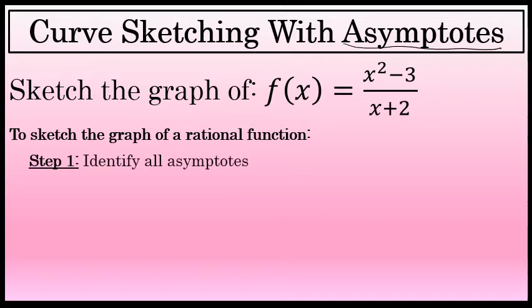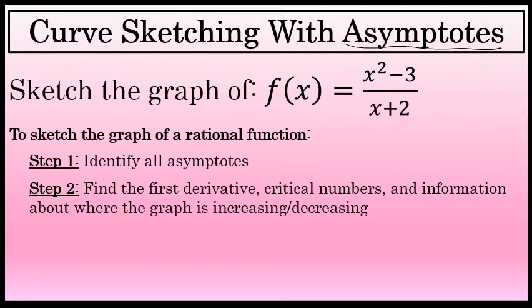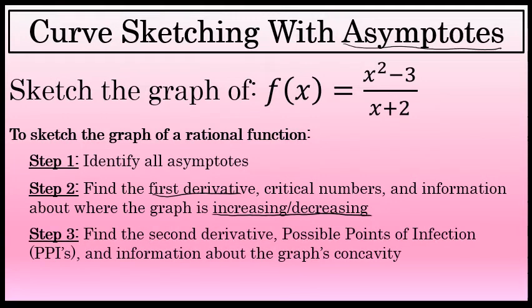That comes first. After identifying the asymptotes, you'll find the first derivative, and that will give you information about where the function's graph is increasing and decreasing. Then comes the second derivative. The second derivative won't tell you where the graph is increasing or decreasing, but gives a lot of information about the graph's concavity.